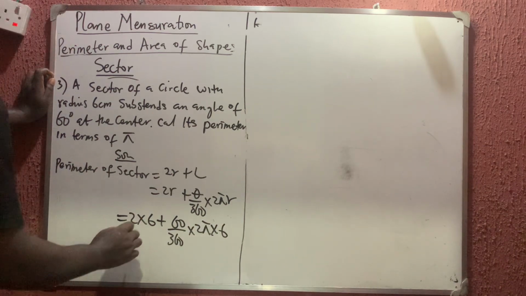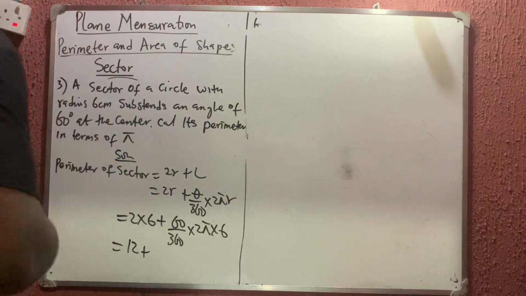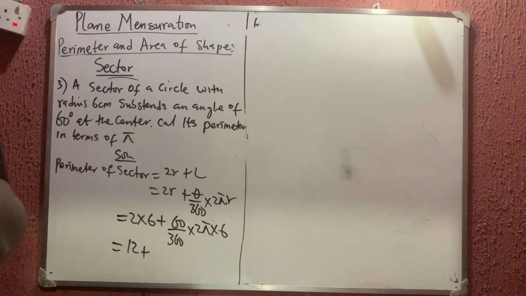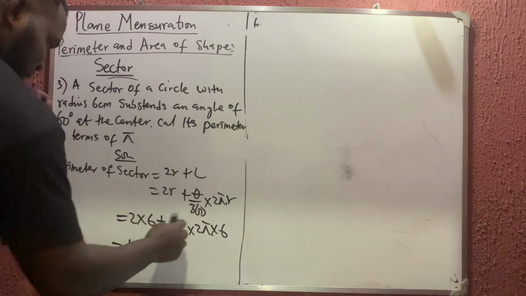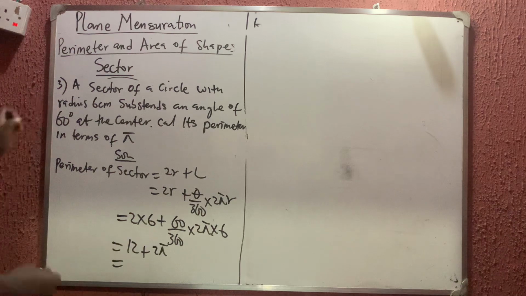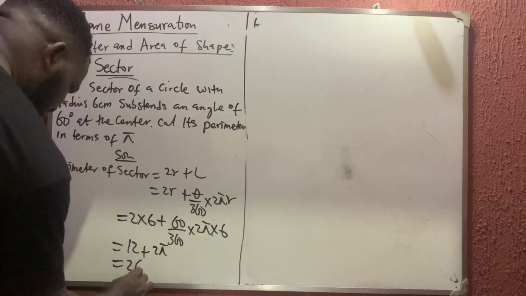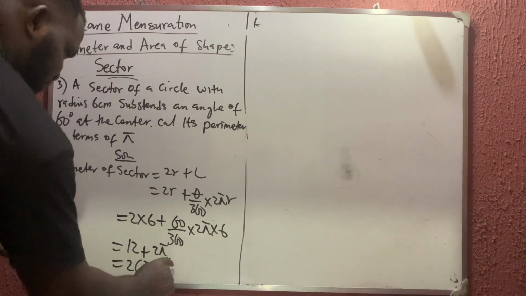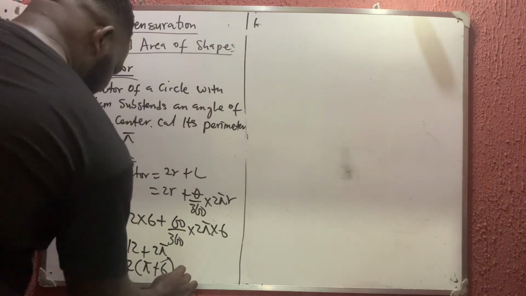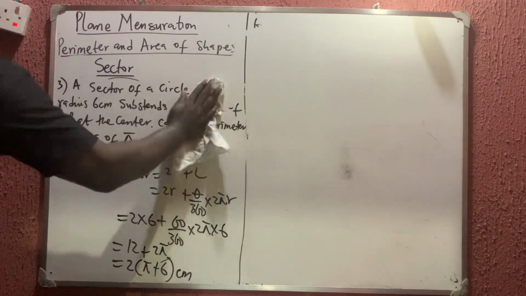So what do we have? 2 times 6 is 12 plus, let's do everything there. We're going to have 60 times 2 times 6 divided by 360. So 2 pi is what I'm having here. So my answer is 12 plus 2 pi. Or you can bring out 2 in bracket: 2 in bracket of pi plus 6 in cm. So that is our answer, if you factorize 2 out.